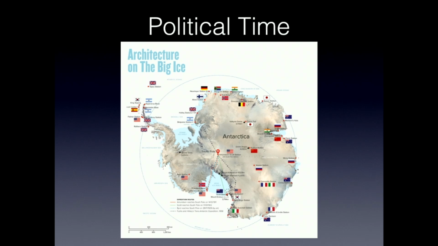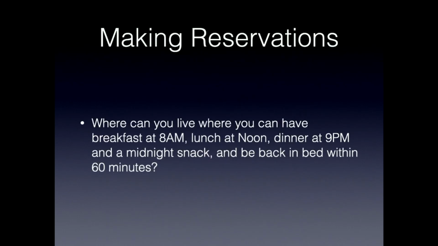Okay? So, if you are in the right camp, you can wake up and have breakfast at 8, get in your plane, fly to the next camp and have lunch at noon in that camp, get in the plane, fly to the next camp, have dinner at 9 in that camp, fly back to your original camp and have your midnight snack and go to bed and do the whole thing in 60 minutes.